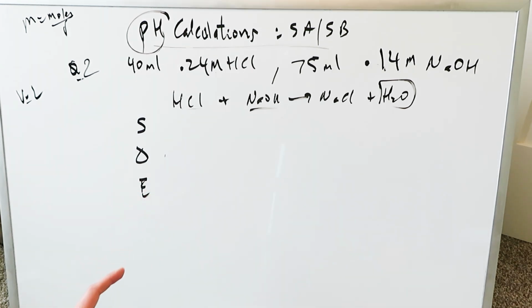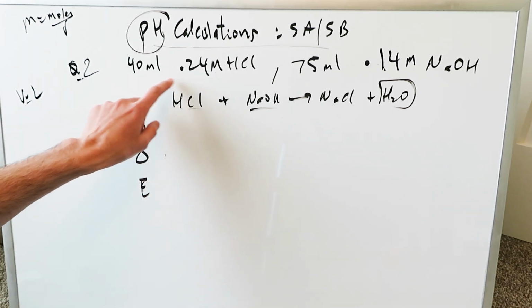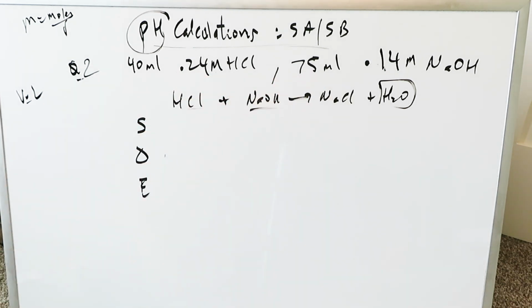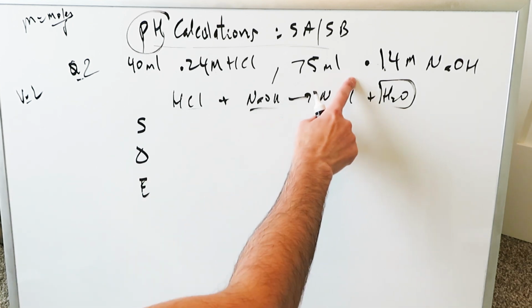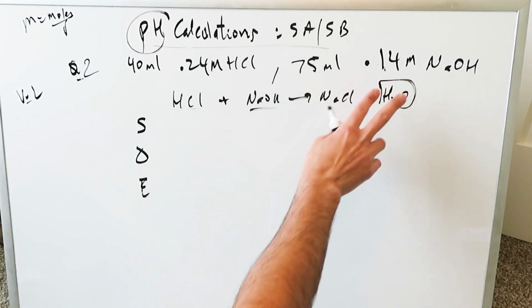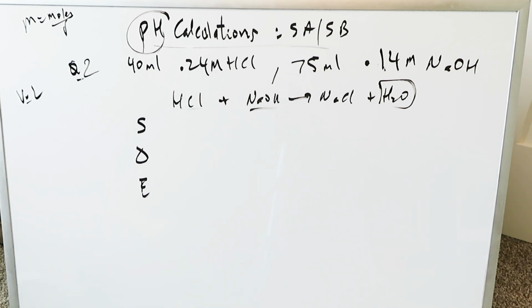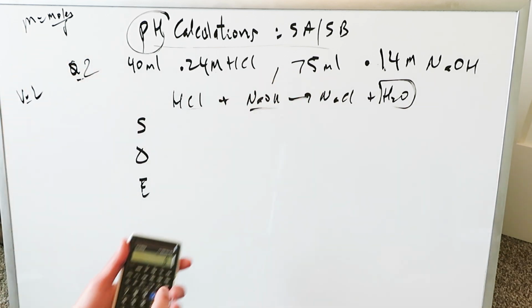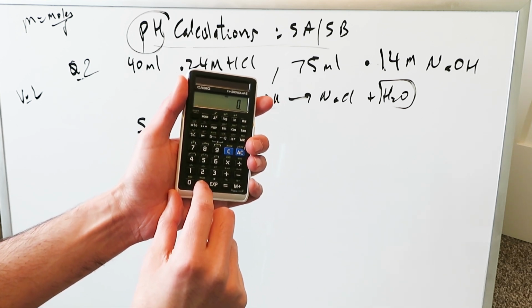This is our third and last case. We have 40 milliliters of 0.24 molar HCl. We have 75 ml of 0.14 molar sodium hydroxide. You have to see which one is higher. Very likely this is higher because this is our case 3 where the base has the higher amount of moles compared to your acid. But let's do the calculation. Convert everything here into moles using this formula. Moles is equal to molarity times volume. Convert the volume always into liters.